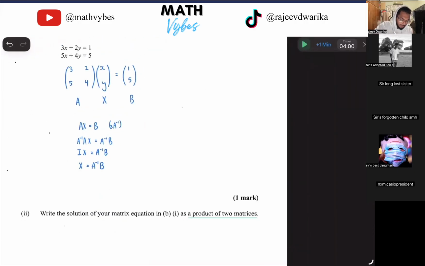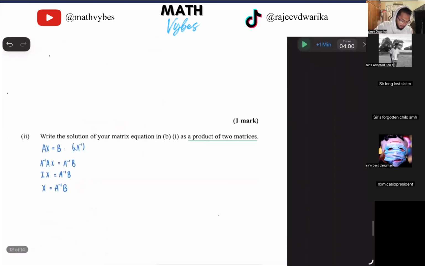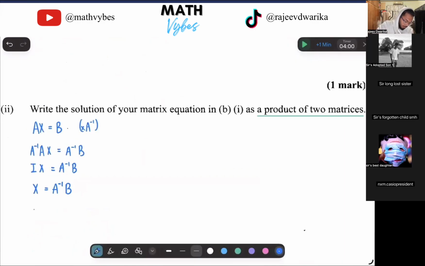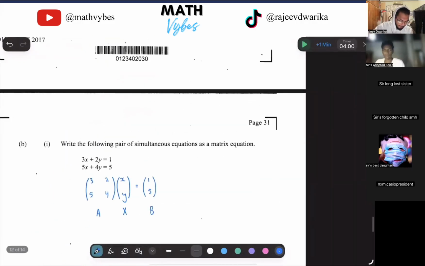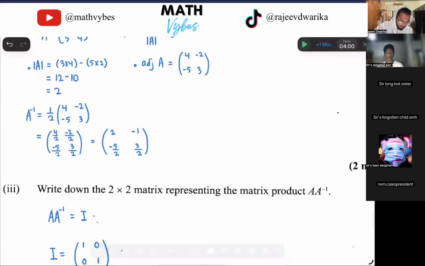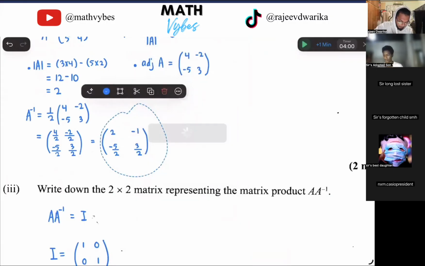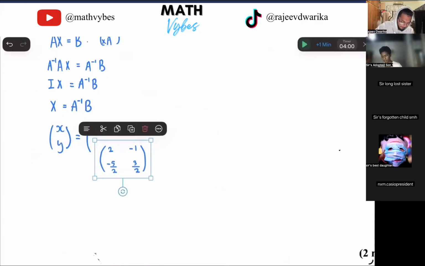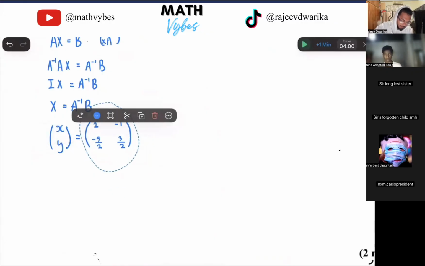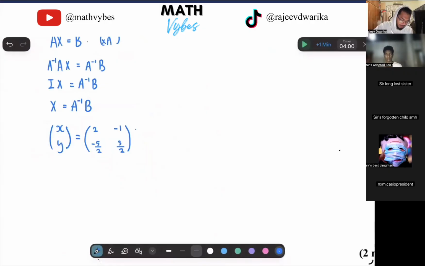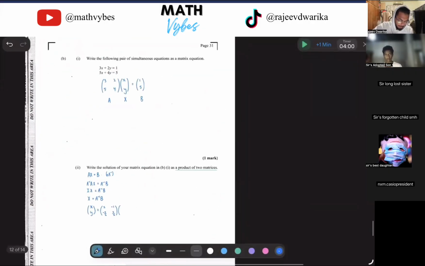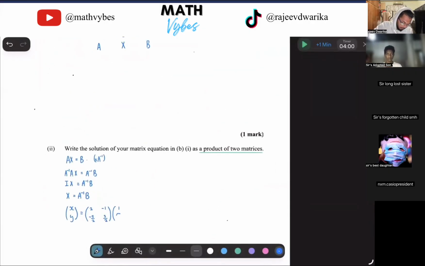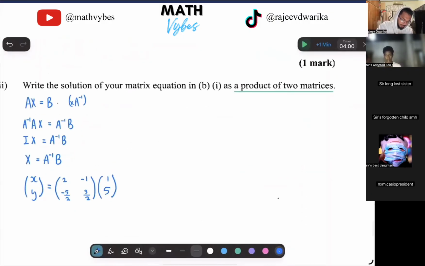So now you would just write this here. What is matrix X? Well, matrix X was XY. A inverse, we actually found that earlier. A inverse was this. Hopefully you're paying attention, because I feel like something like this is going to come this year. And B is 1, 5. Akira, are you okay with this or not?